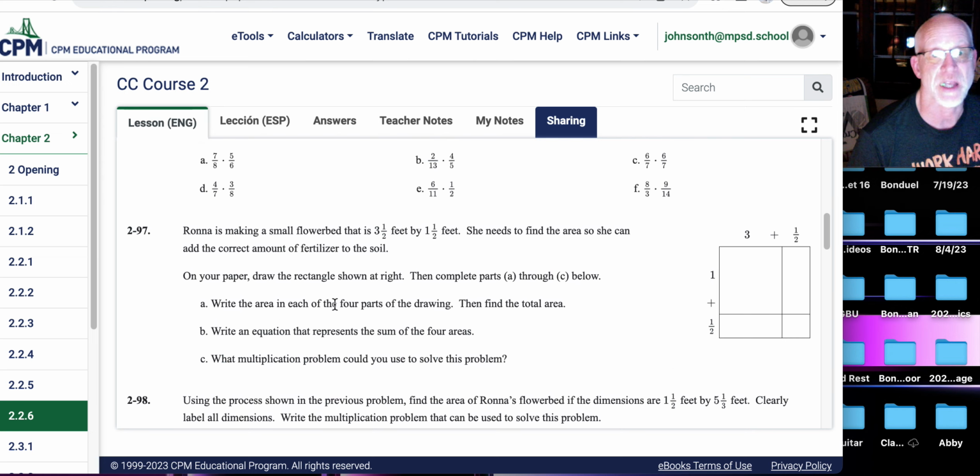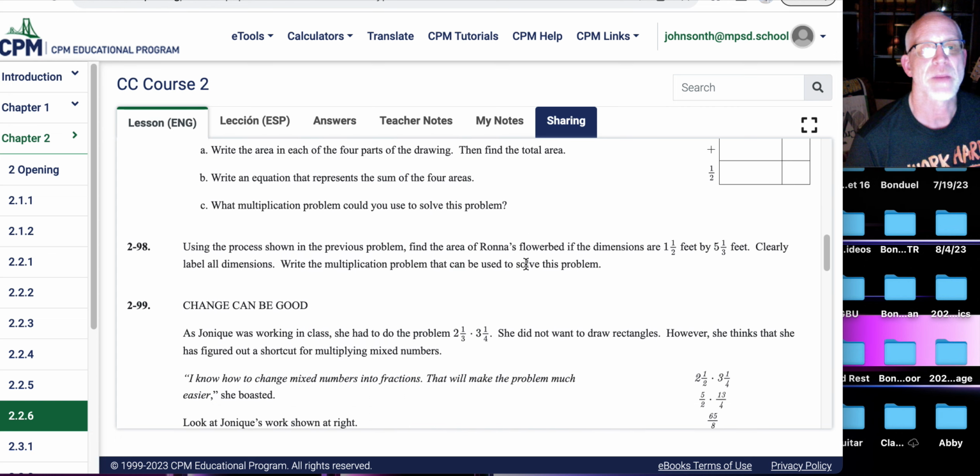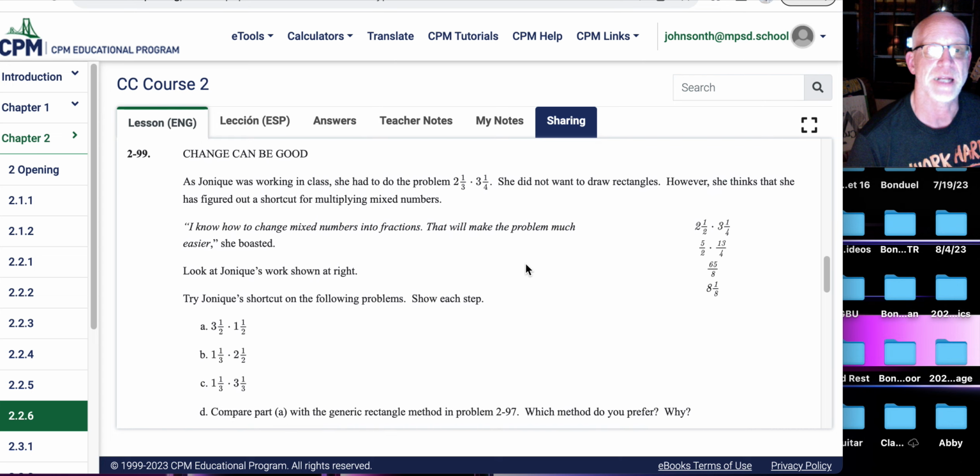Remember, we could take the shortcut too. After the area, we could go 2 times 3 is 6 plus 1 is 7, so we have 7 halves, times 2 times 1 plus 1 is 3, 3 halves. 7 halves times 3 halves. 7 times 3 over 2 times 2. Then we're going to skip to 99.